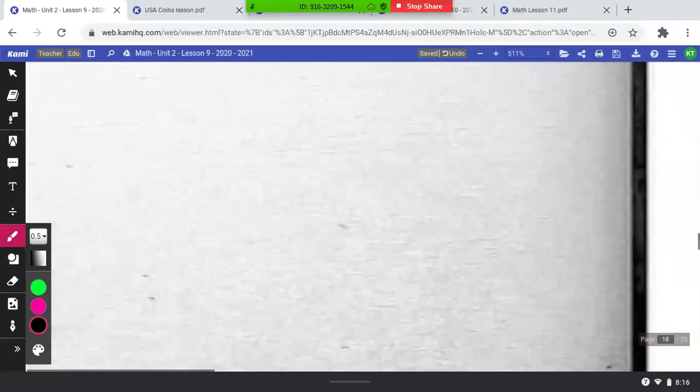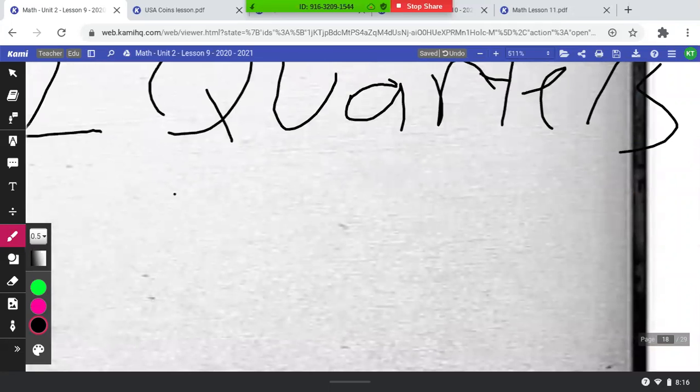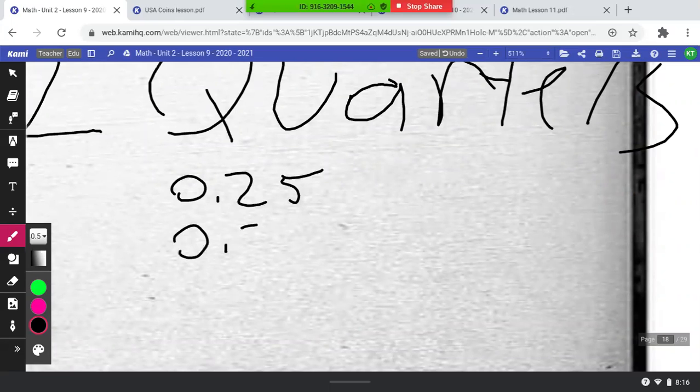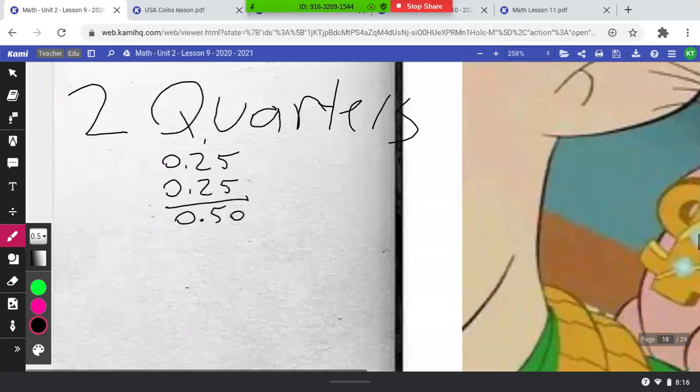Because let's look at that. 1 quarter is 25 cents. So if we add 2 quarters, that gives us 50 cents. Okay.